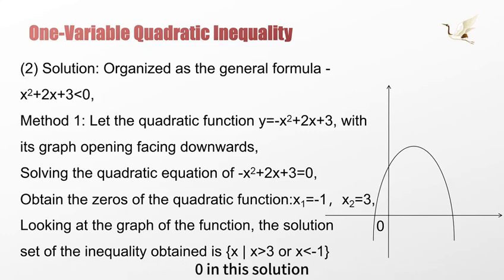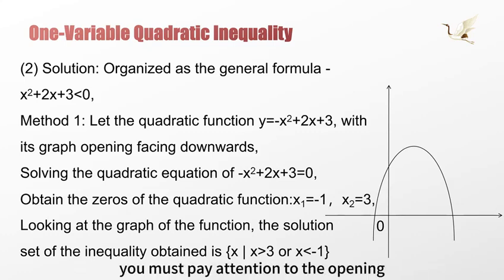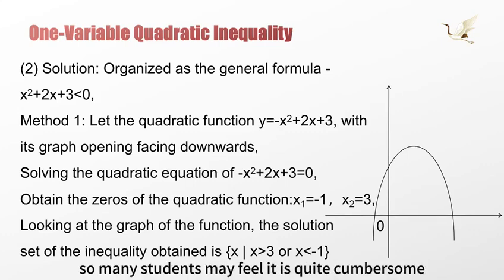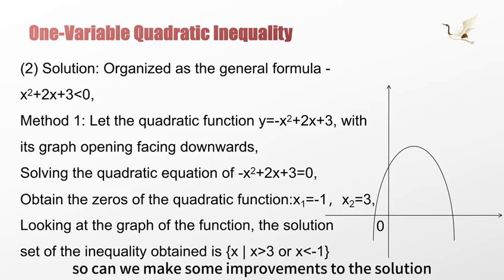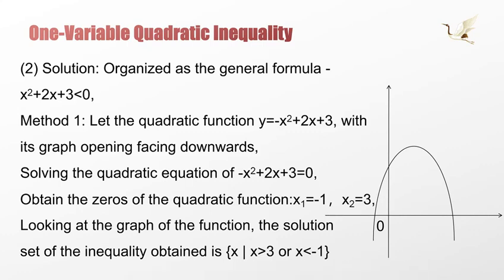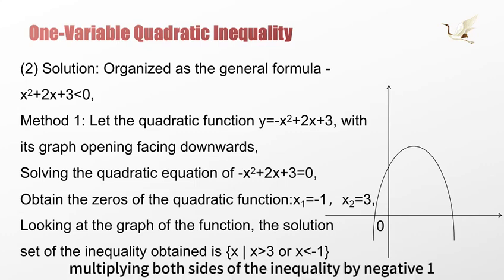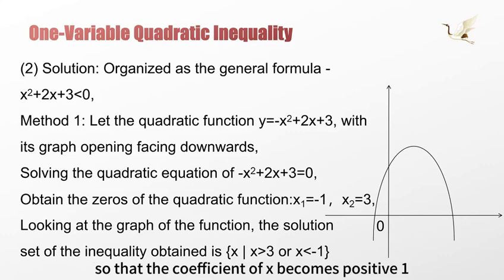So in this solution, there is actually a certain hidden danger of errors, because when you draw a function graph, you must pay attention to the opening direction of the function. So many students may feel it is quite cumbersome, and it is easy to overlook the opening direction when drawing. So can we make some improvements to the solution? Can we avoid ignoring the direction of the opening? Actually, it's possible. By utilizing the properties of inequalities, we can make the coefficient of x squared positive, that is, multiplying both sides of the inequality by negative 1 at the same time, so that the coefficient of x squared becomes positive 1.